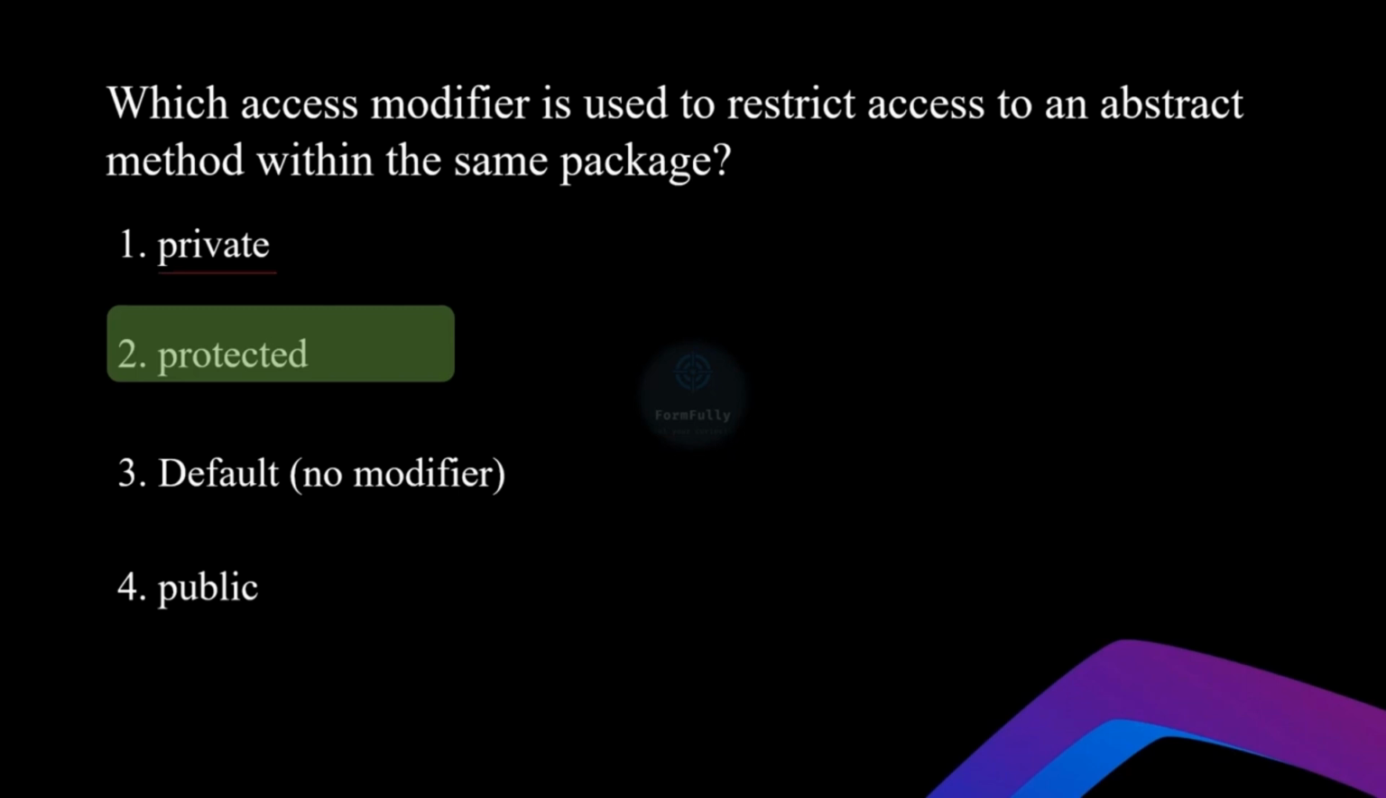Option A, that is private, is incorrect as it restricts access within the same class. Option C, default, is incorrect because it allows package level access. Option 4, that is public, is incorrect as it provides unrestricted access. So option 2 is correct.